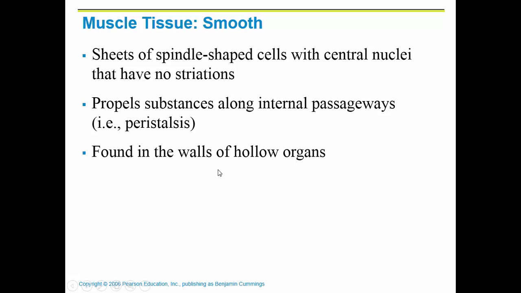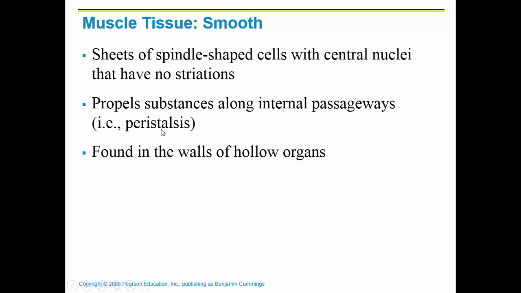The last type of muscle is called smooth muscle. Again, it is involuntary. You don't have to think about it for it to happen. And these cells are totally different. They call it smooth because there's no striations, and the cells look much different. They have one nucleus, and where you're going to find these are in the walls of hollow organs, your intestines, your esophagus, in your blood vessels, and they are going to be propelling things forward.